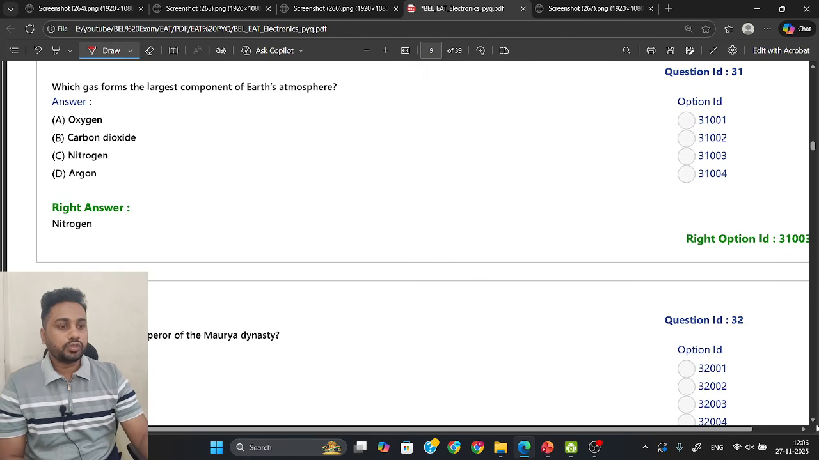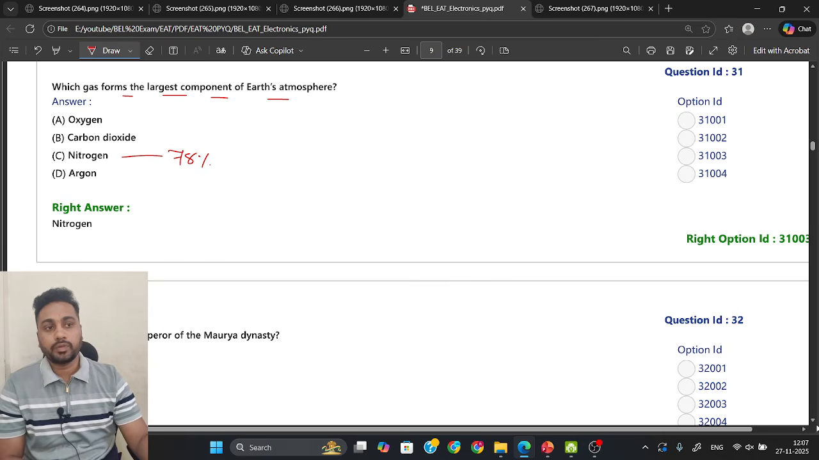Now some questions came, like you will get 10 questions. It is a mixing of GK and GS, general science. Which gas forms the largest component of the earth's atmosphere? Generally we have nitrogen, which is 78% of the components available in the earth's atmosphere. This is the answer, option C. Apart from that, oxygen we have 21%.